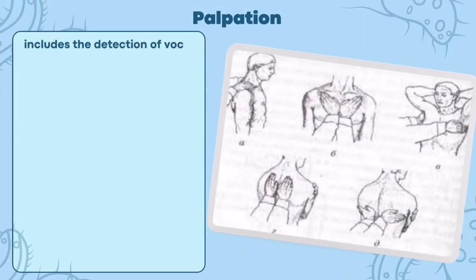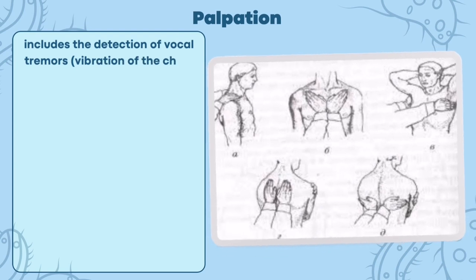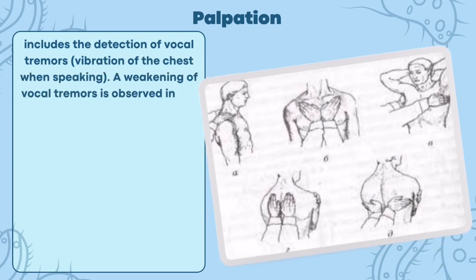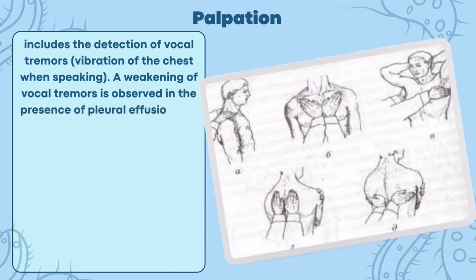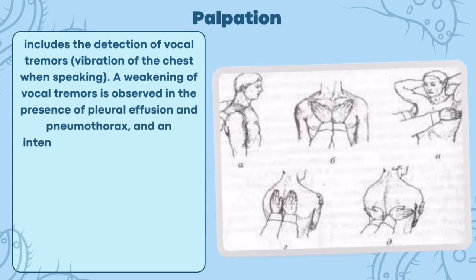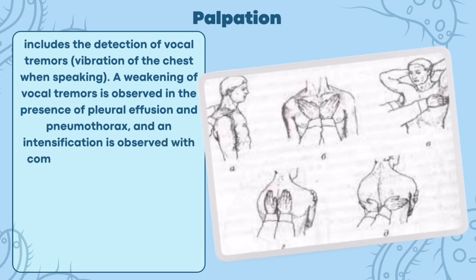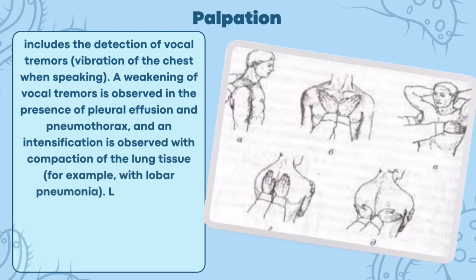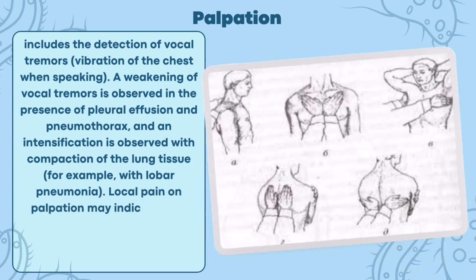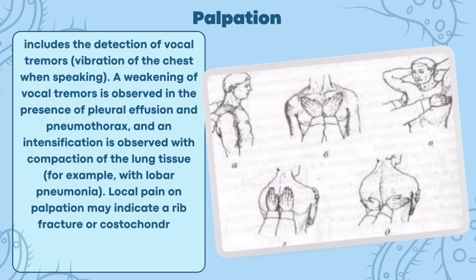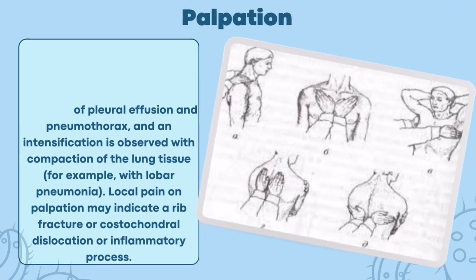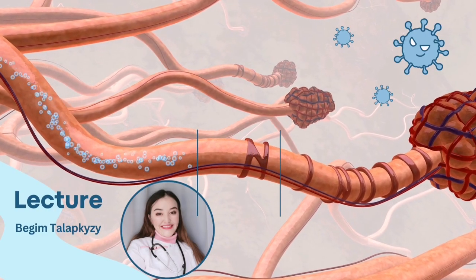Palpation includes the detection of vocal tremors, vibration of the chest when speaking. A weakening of vocal tremors is observed in the presence of pleural effusion and pneumothorax, and an intensification is observed with compaction of the lung tissue, for example, with lobar pneumonia. Local pain on palpation may indicate a rib fracture or costochondral dislocation or inflammatory process.